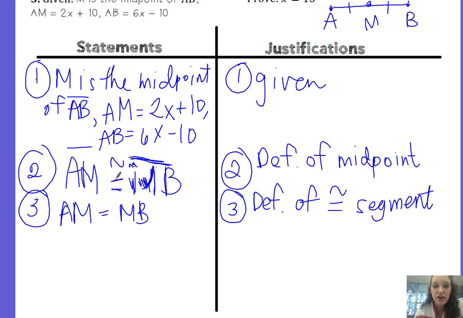Again, when I switch my segments from being congruent to being equal, when I take the hat off the equal sign and I take the hat off the segments, that is the definition of congruent segments. Oh, segments, plural. Okay, now I know that segment AM is 2x plus 10. And segment AM is equal to MB.